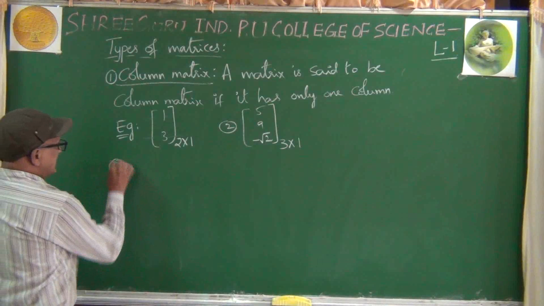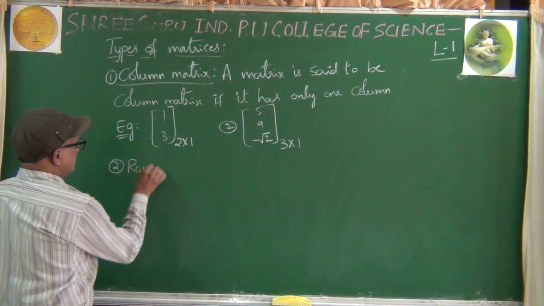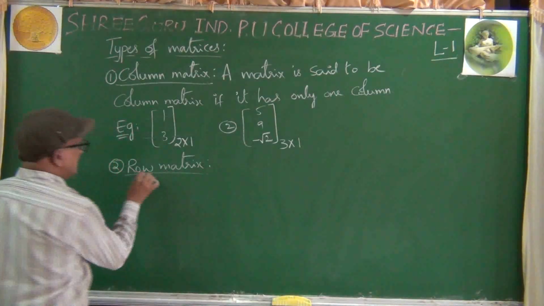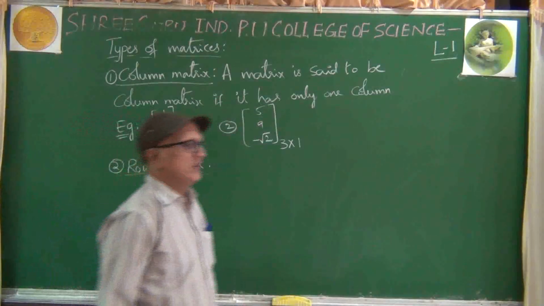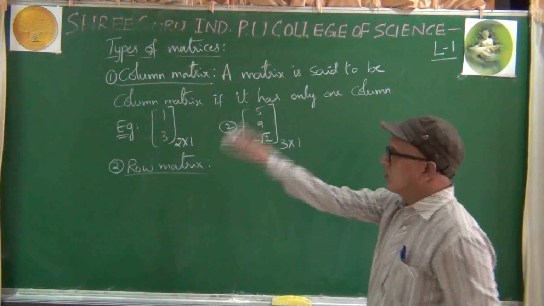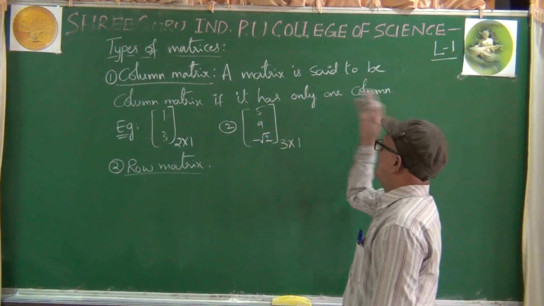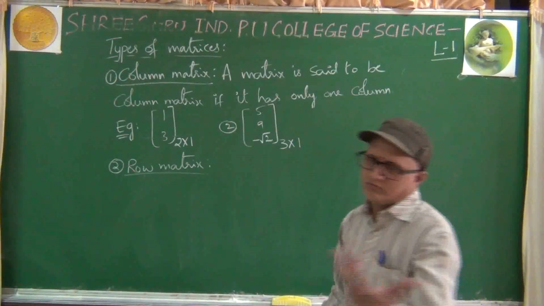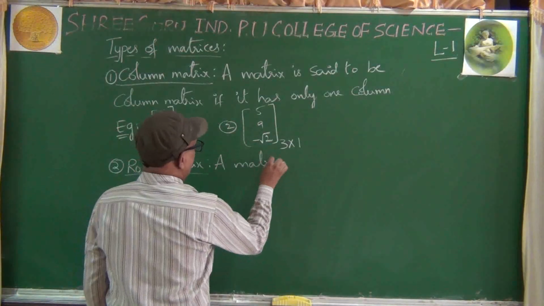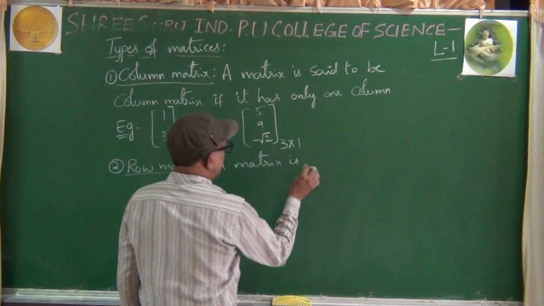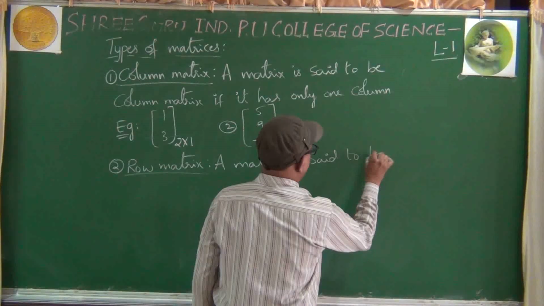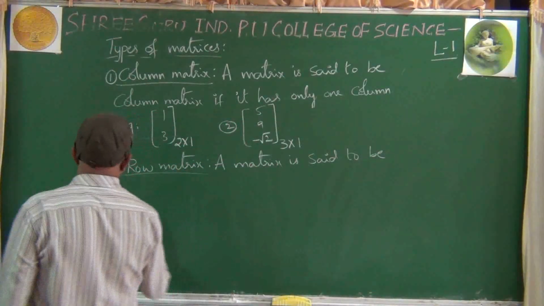Same like that you can guess row matrix. The definition for row matrix you can guess easily. Comparing with that, what should be there? A matrix is said to be row matrix if it has only one row. That's it. Don't underestimate the definitions. Definitions are important. Chances are there to ask in the exam.